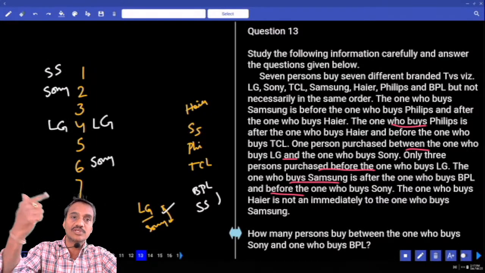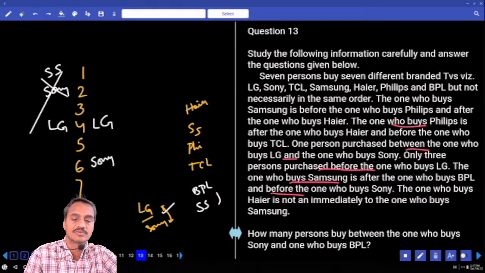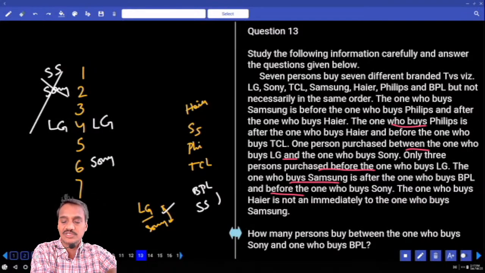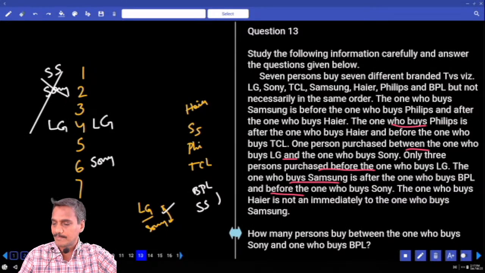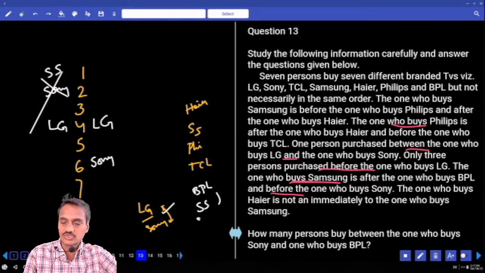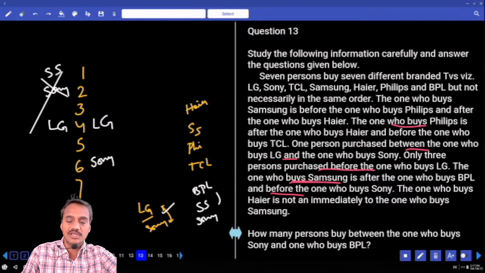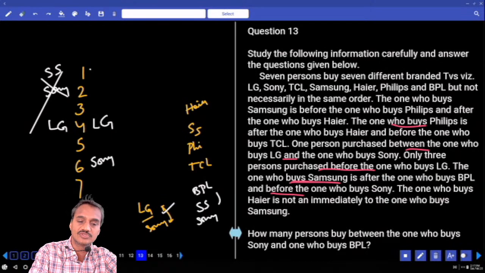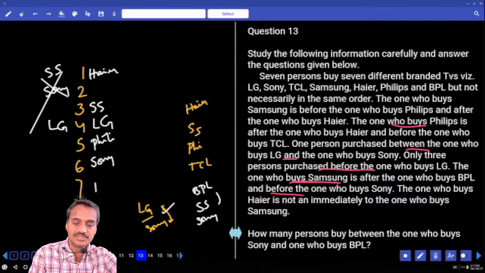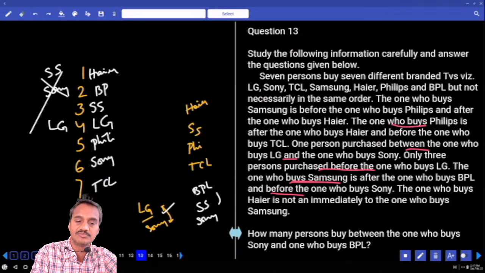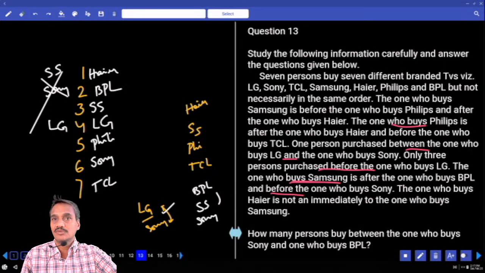Then before this Samsung we need to have BPL. Is it possible? This case is ruled out, so we are left with this case. Samsung and BPL: the one who buys Samsung is after BPL and before Sony. Next, the one who buys Hitachi is not immediately next to Samsung; Hitachi and Samsung are not adjacent to each other. Then where should Hitachi be? Hitachi is here, and if Hitachi is here, then Samsung will be here, followed by Philips. Now if Philips is here, then TCL, and finally what is left over here is BPL. BPL must be here.